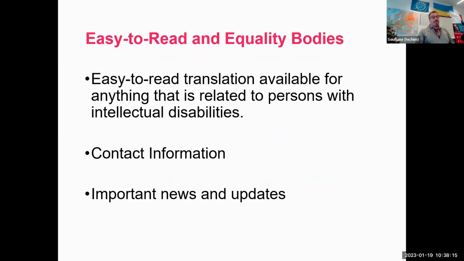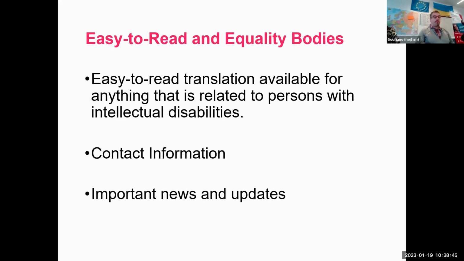But of course, this is not a perfect world. The most important step is to have an easy to read translation available for anything that is related to persons with intellectual disabilities. The equality body's contact information should be available in easy to read. This makes sure that your organization is accessible to people with intellectual disabilities.